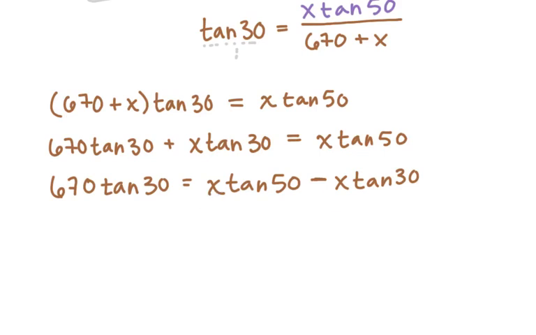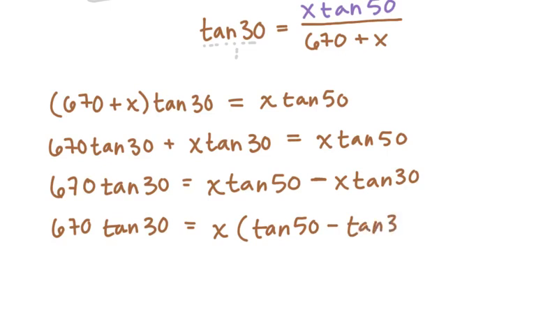Now I have an x in front of both of these. I can factor that out. 670 tangent 30 equals x times tangent 50 minus tangent 30. Tangent 50 minus tangent 30, that's a number. I can type that number into my calculator and get an approximate decimal value. I'm not going to do that yet.